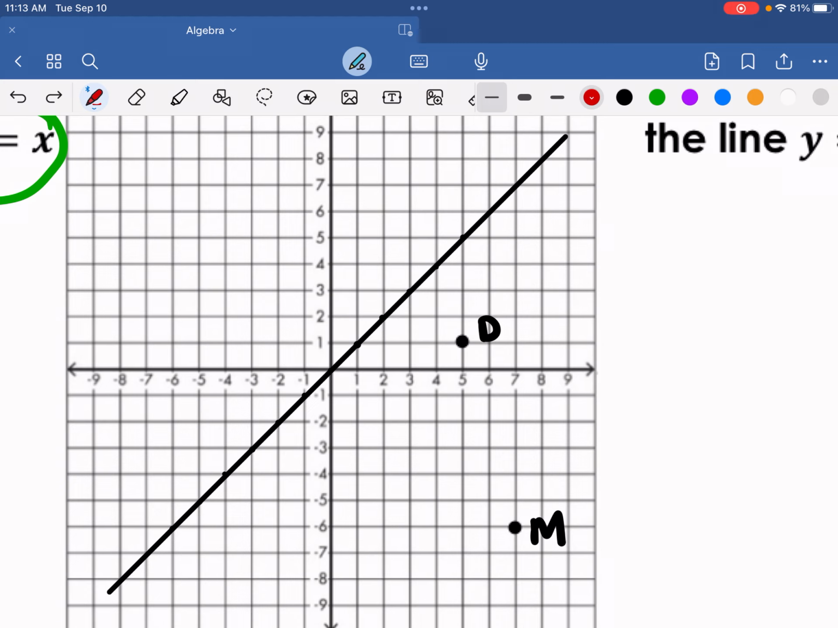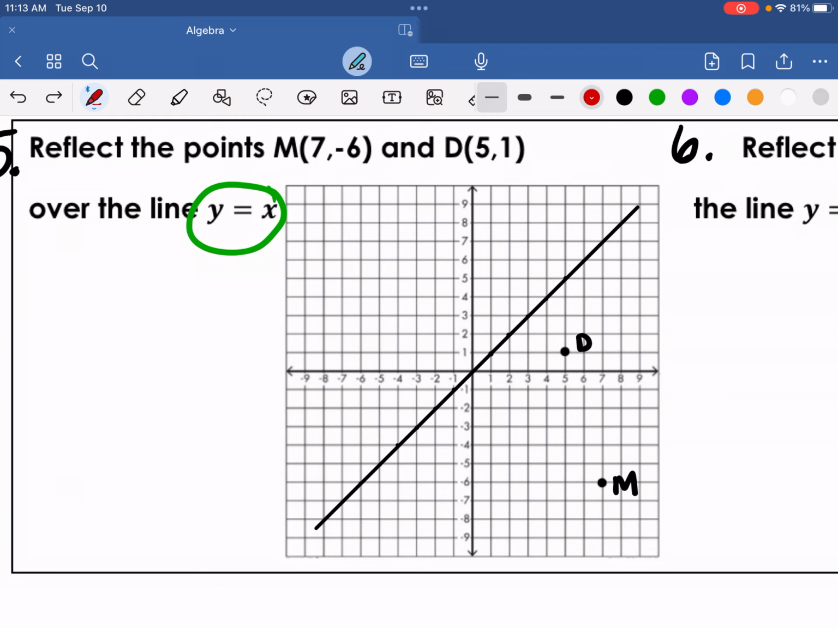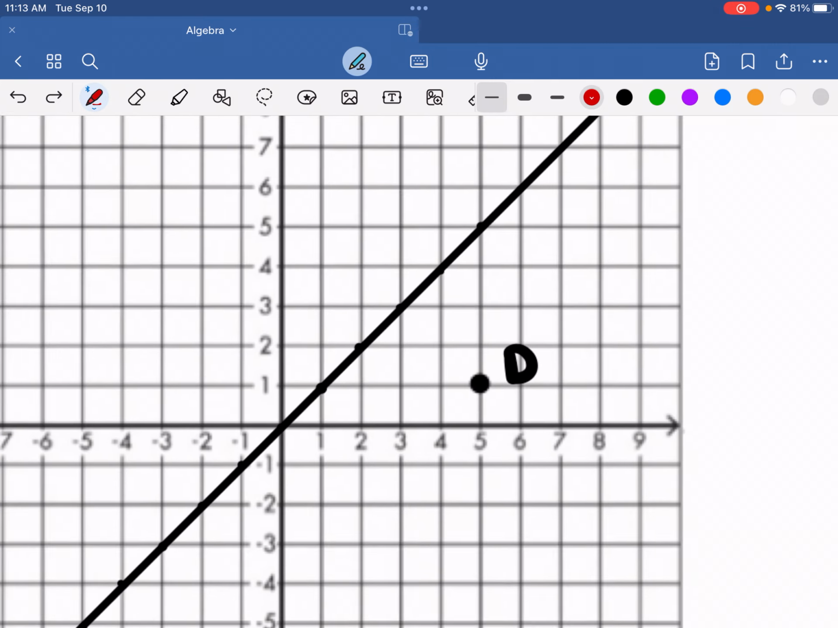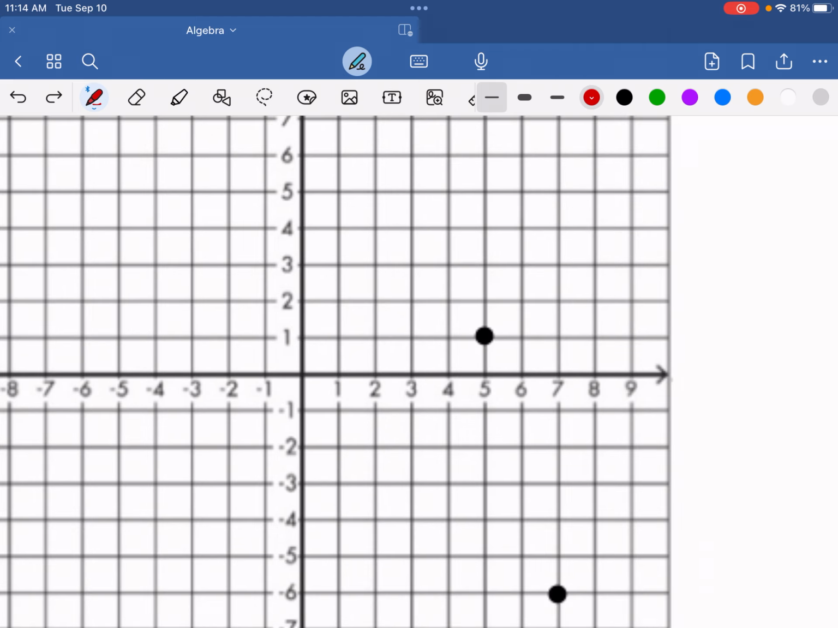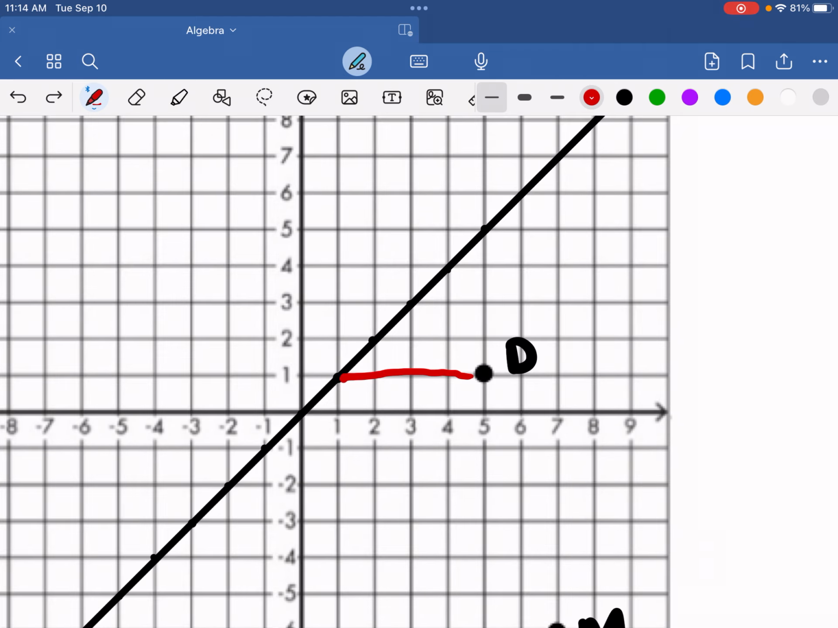Okay, you can count. So it depends on how you guys like to count. You can count left until you hit the line, but then you got to switch direction, count up. Okay, that's one way to count. Or you can count up and then count left.